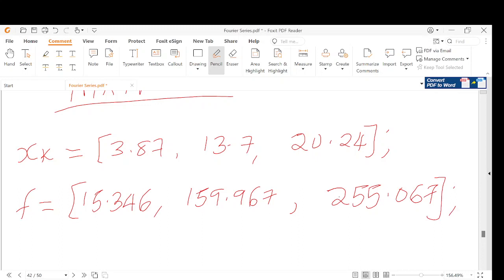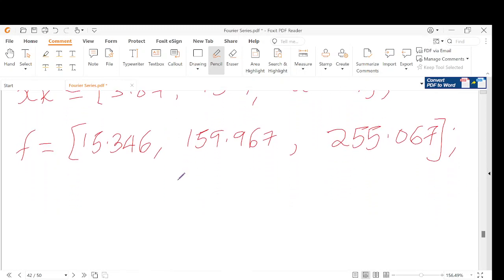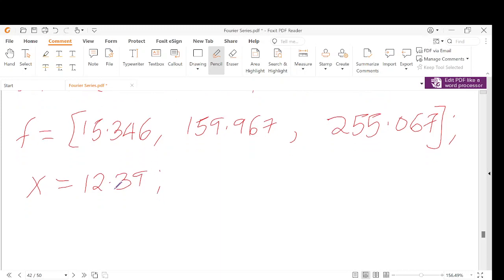Notice that we use the square brackets. Use the square bracket, not the round ones. And the semicolons here is to constrain the output. Then we can have the value of x at which interpolation is required, 12.39. Again, I can put the semicolon there.